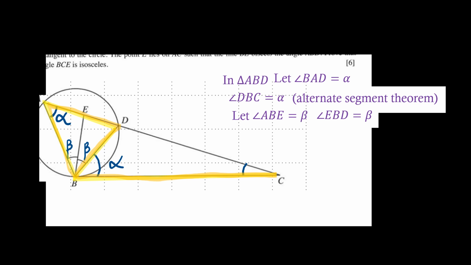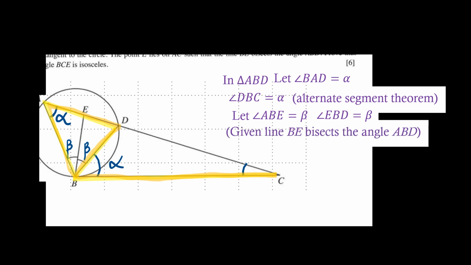Because you're given this particular condition here. The condition is not so much here, just this part here: BE bisects the angle ABD. So BE here is your angle bisector. It's an angle bisector that bisects ABD. So therefore your ABE is equal to EBD. So that explains that. Okay, both of them are beta because the line BE bisects the angle ABD.